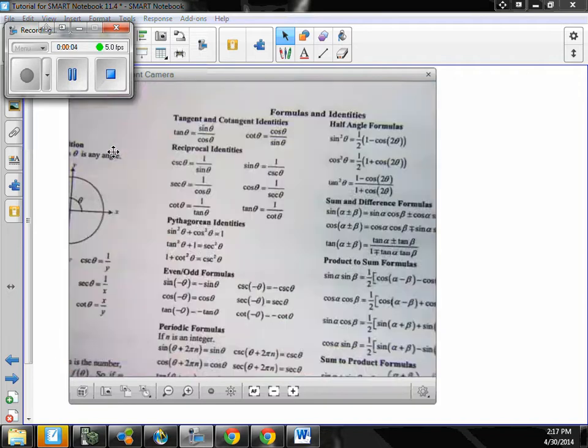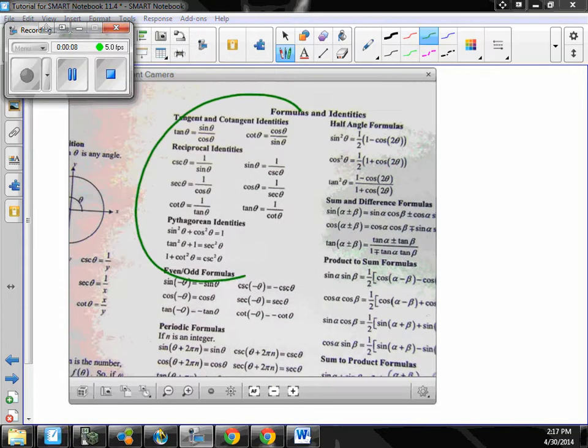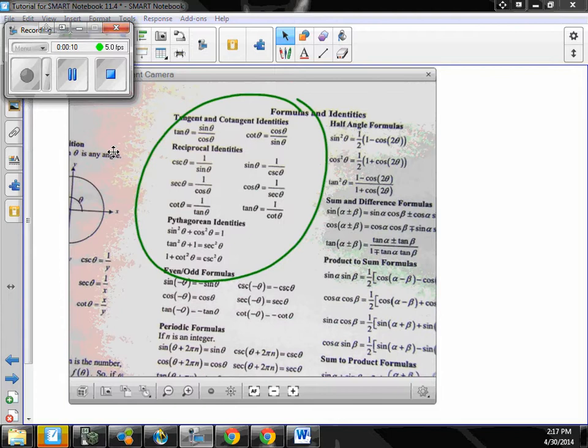Today, we're mostly going to be using those formulas there. So hopefully you have memorized tangent is sine over cosine, cotangent is cosine over sine, and then the cosecants, secants, and cotangents, and then the Pythagorean identities. And you need to know how to adapt the identities.